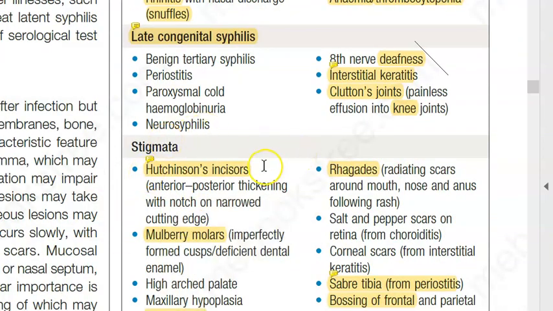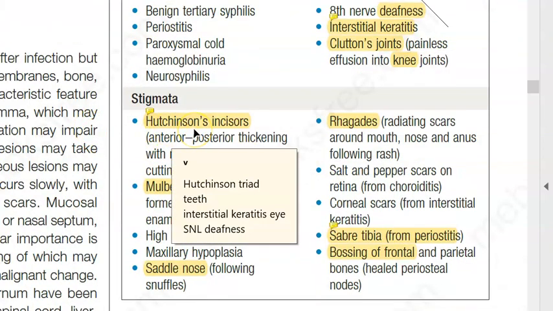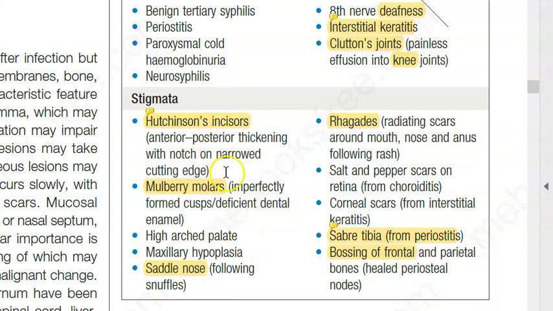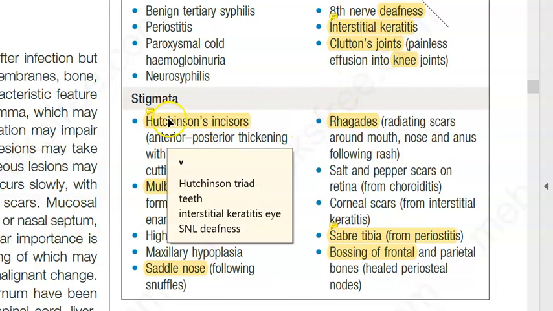So basically, let's look at this. There is something called Hutchinson's triad. That means they will have Hutchinson teeth, that is, the teeth will be something like this. And then they will have deafness, that is sensorineural deafness, and they'll have interstitial keratitis. So that is Hutchinson's triad.